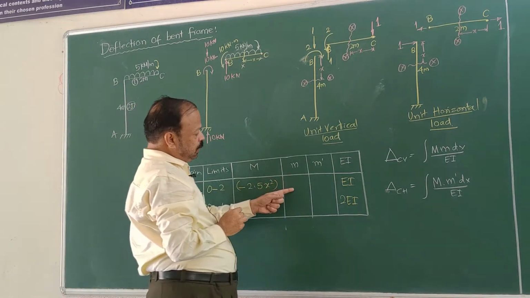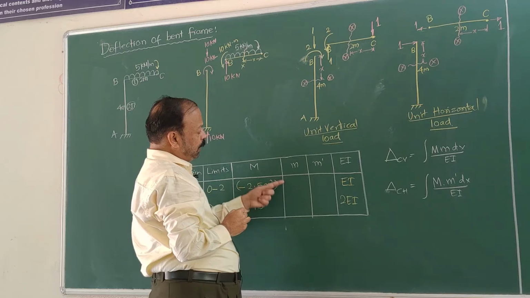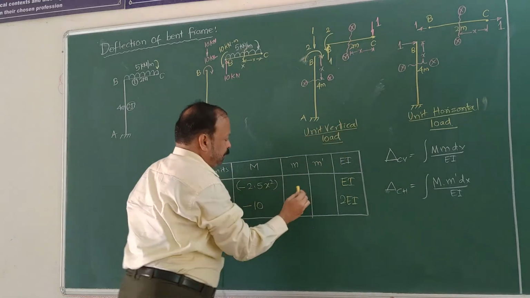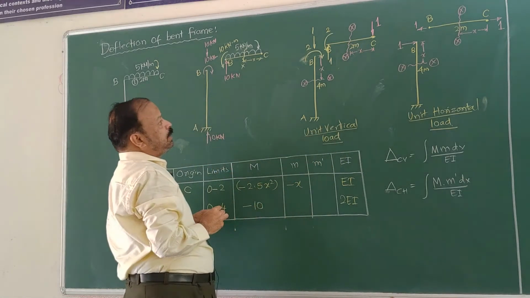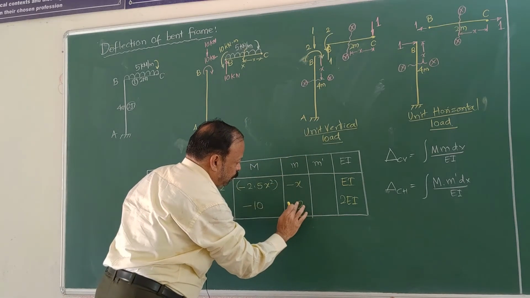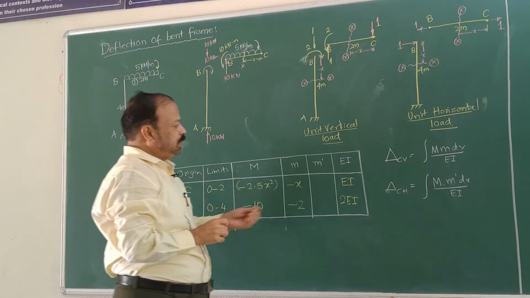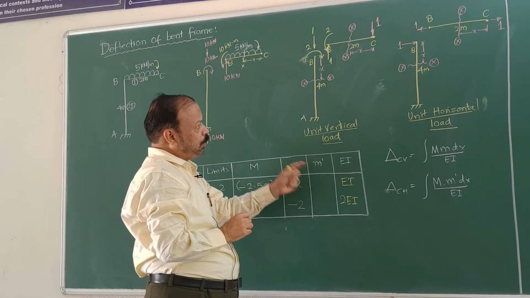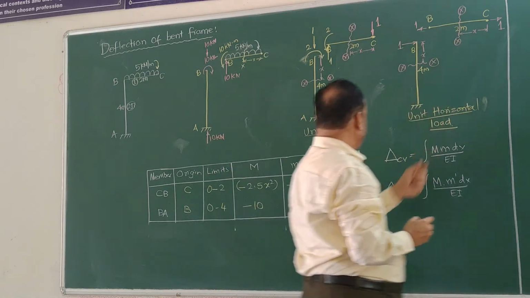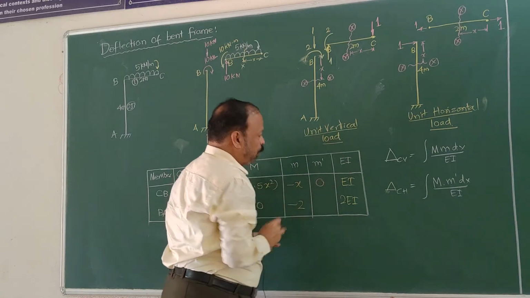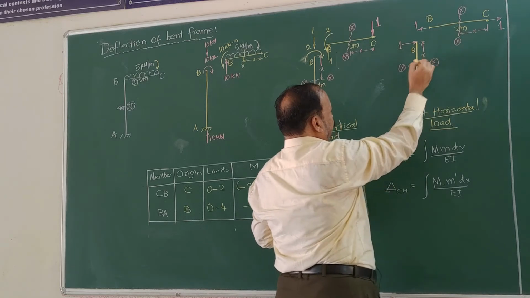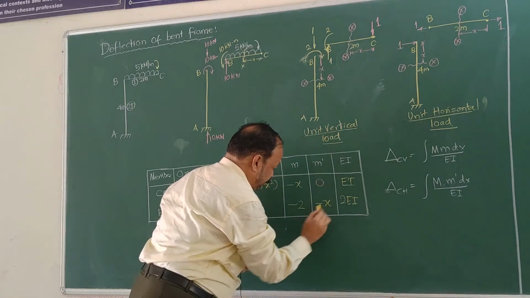Then this column is meant for the moment due to unit vertical load in the respective members. The moment due to this load will be 1 into x, that is minus x. Then in this portion it will be 2, that is minus 2. Then this column is meant for the moment due to unit horizontal load. Due to this unit horizontal load, the moment in the member CB will be equal to 0. No moment will be there. And the moment in the member BA will be equal to 1 into x, that is also minus x.